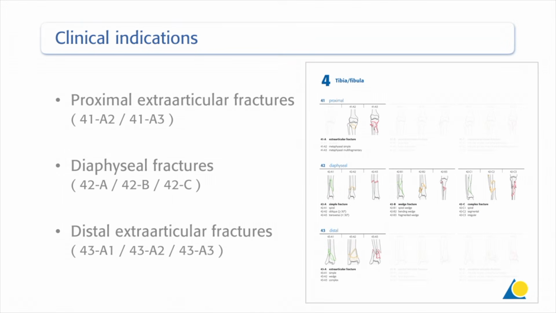The Expert Tibial Nail is indicated for diaphyseal fractures of the tibia, as well as for metaphyseal and certain extra-articular fractures of the tibial head and the pilon tibiale. These include 41-A2, A3, 42-ABC, 43-A1, A2, A3, and combinations of these fractures.